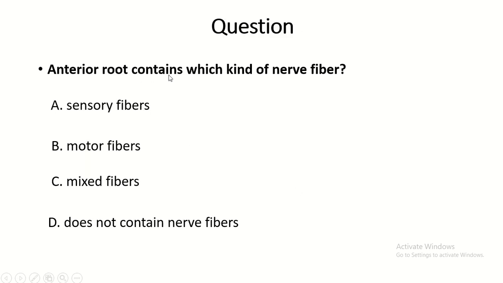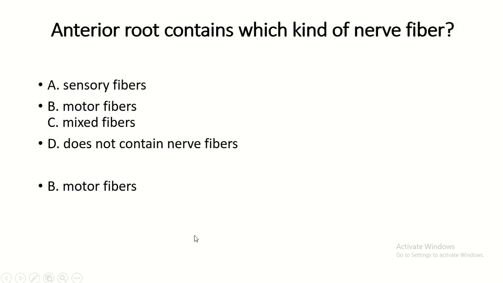The anterior root of the spinal nerve contains which kind of nerve fiber? Sensory fibers, motor fibers, mixed fibers, or does not contain nerve fibers. The answer is motor fibers.